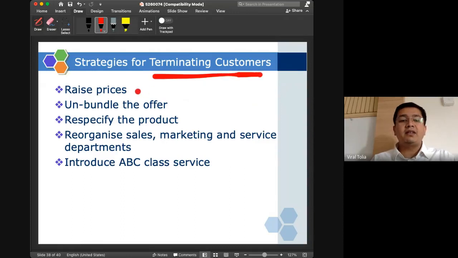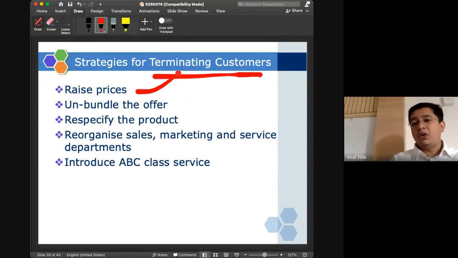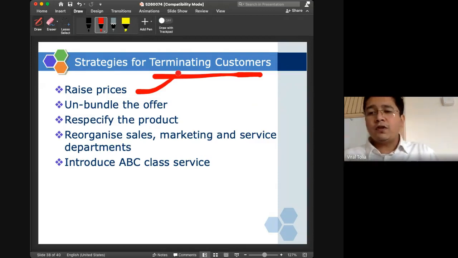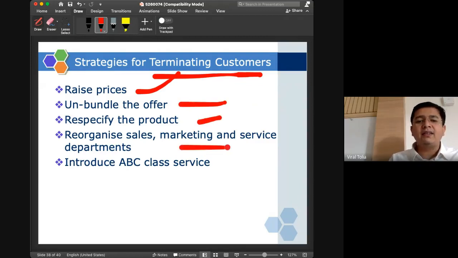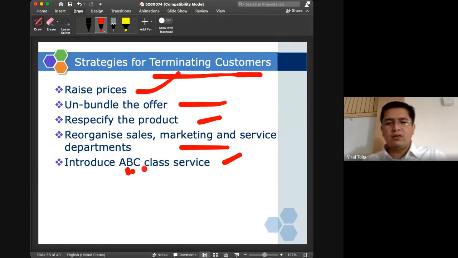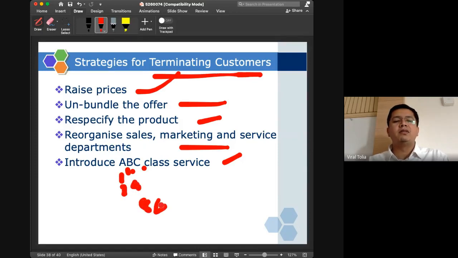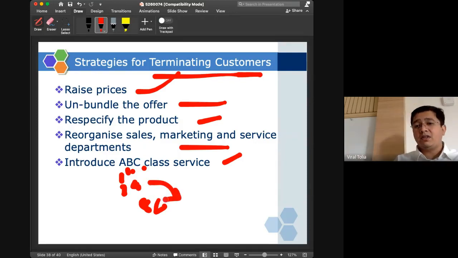Strategies for terminating customers: sometimes you have to do it. You want certain customers to walk out of your store professionally: just increase the price, unbundle the offer, rectify the product, recognize the sales and needs, introduce ABC, that is the 80-20 ratio, or I will say the ABC inventory process ratio, where A is only 20% of the product, which is giving you a return of 80%.